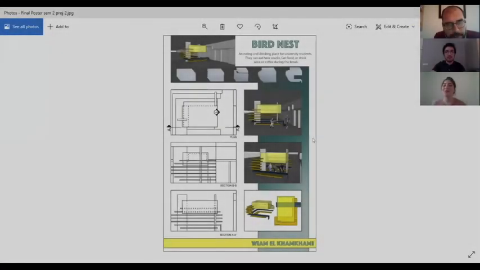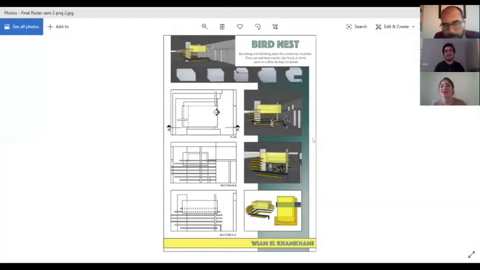Bird Nest. Good morning, everyone. So here's my project. Its name is Bird Nest, and I chose this name because here, as we can see in the section, we have a shape like a bird nest, and that's it. It's an eating and drinking space for university students.